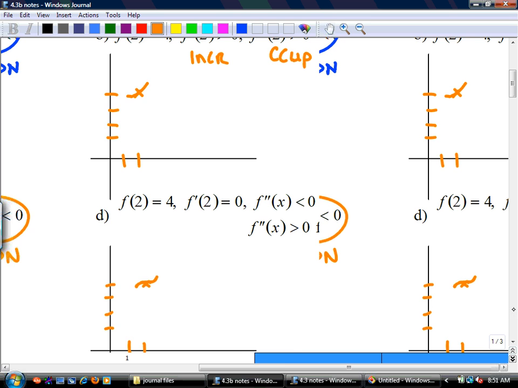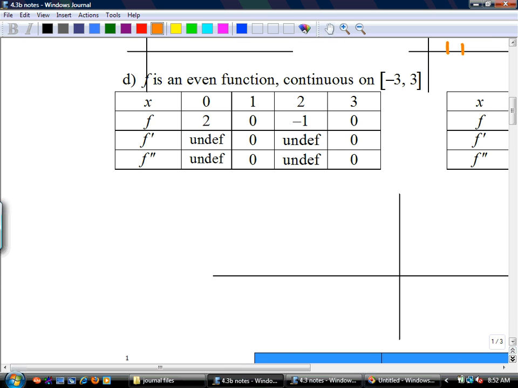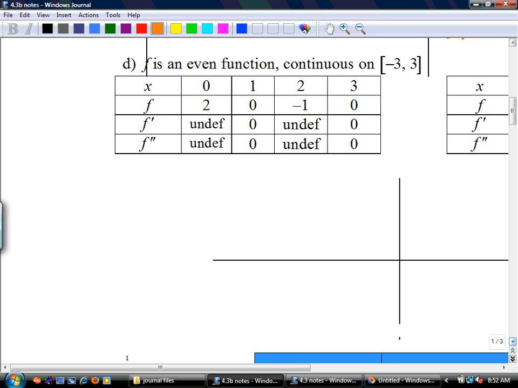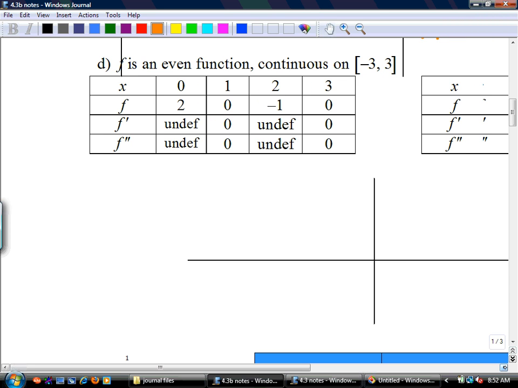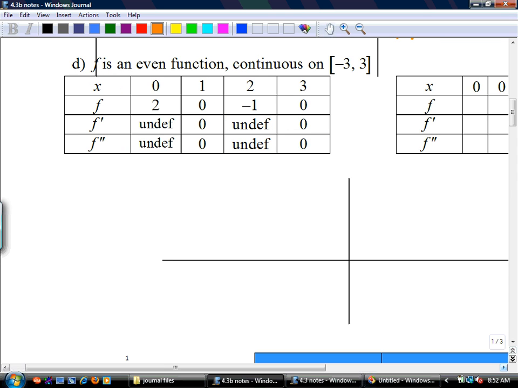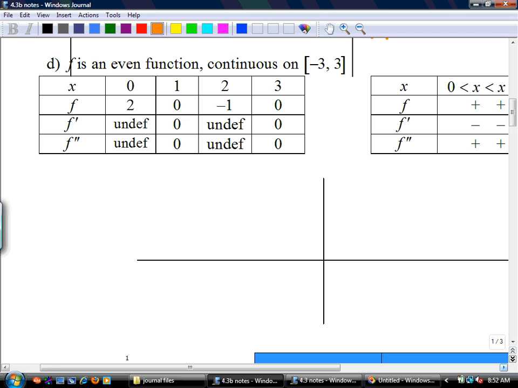Okay, next part. If f is an even function, we'll talk about that in a second. So, when I want you to plot these points, I want you to plot (0, 2), (1, 0), (2, -1), (3, 0). You can plot those.